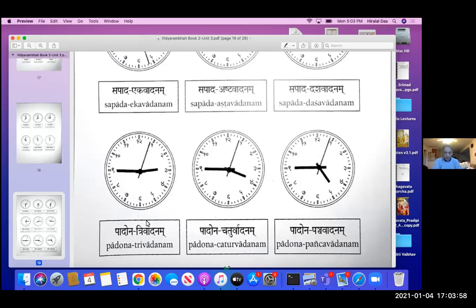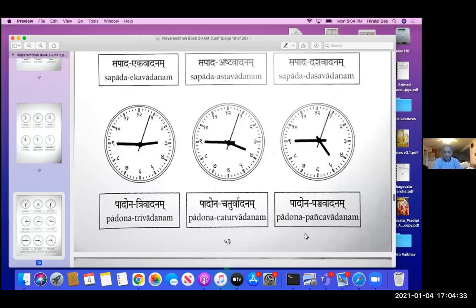Okay. Similarly, you can say Padona, means una means less, pada means 15-minute time, less. So if you want to say here between 2 and 3, less than 3, so padon, 15 minutes less than 3, so padon 3 vadanam, 2:45. Between 2 and 3, this shorthand and longhand is here. Okay. So padon 3 vadanam. Similarly, padon chatur vadanam. Between 3 and 4, close to 4, because the 45 minutes already, 3:45. And padon panch vadanam, like that.